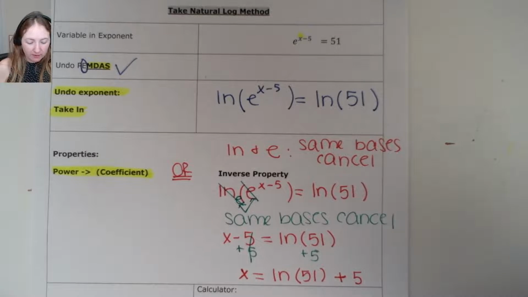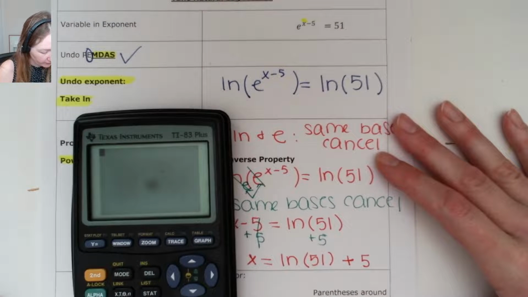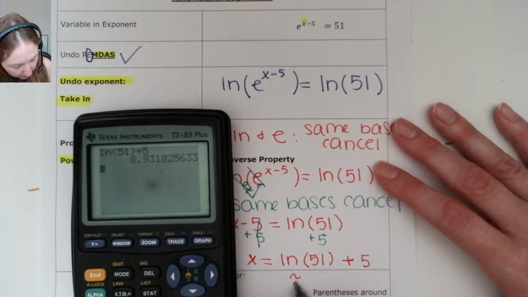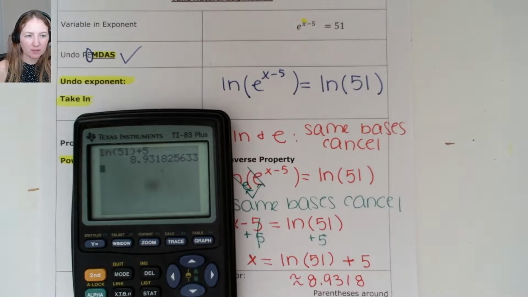Now, when you put this in on your calculator, you will have natural log of 51. You will close those parentheses and then add the 5. And that gives you approximately 8.9318. I think they say round to 4 decimal places.